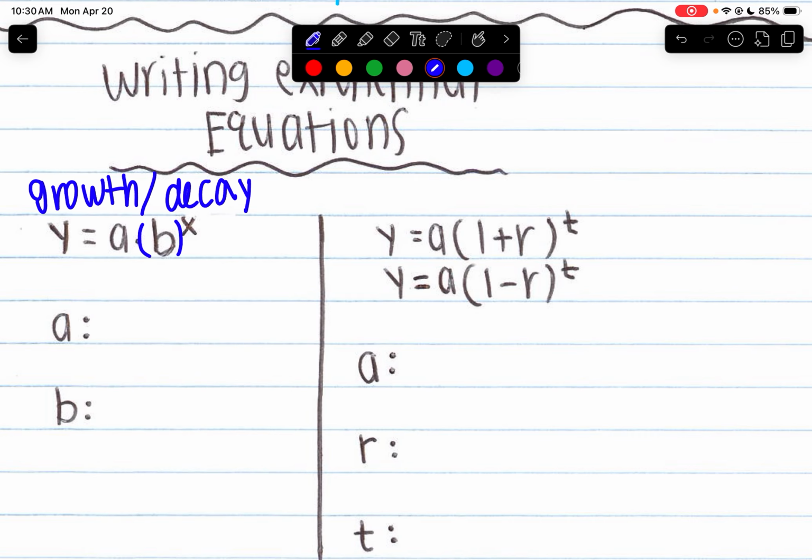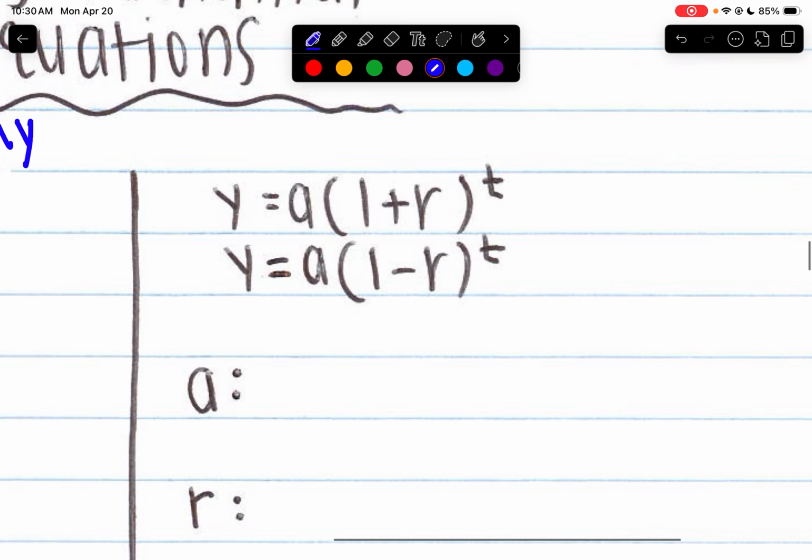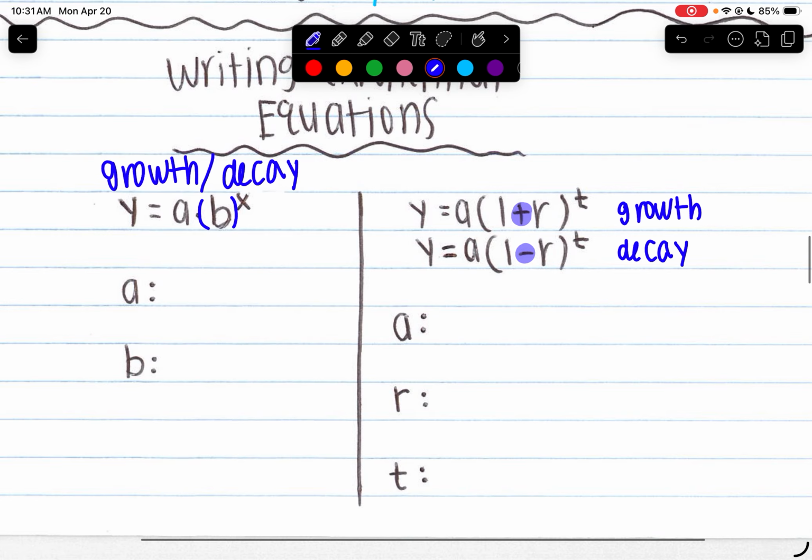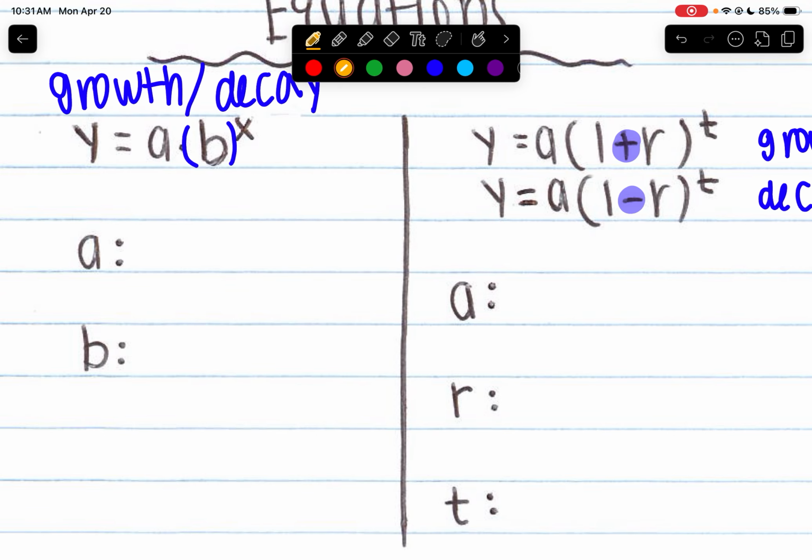On the right side, these also can be growth or decay, but it's just dependent on the symbol we have inside. If you notice, we have a positive and here we have a negative. When we are adding an R, that's going to be a growth. And when we are subtracting R, we have a decay. So then the question comes, how am I supposed to know which growth or decay formula to use? That's going to be based off a different thing, and we're going to talk about that in a second, but let's go ahead and talk about some of the other basics.